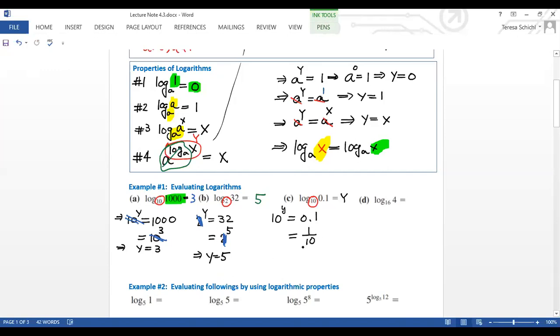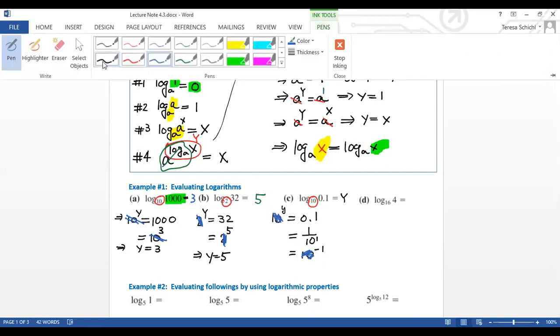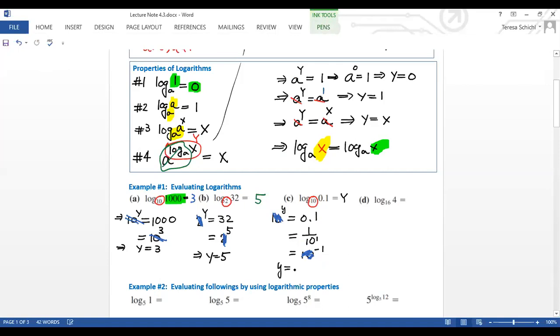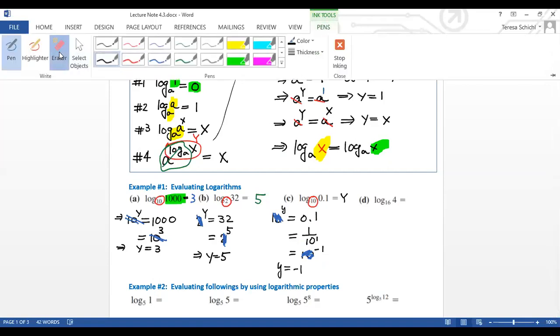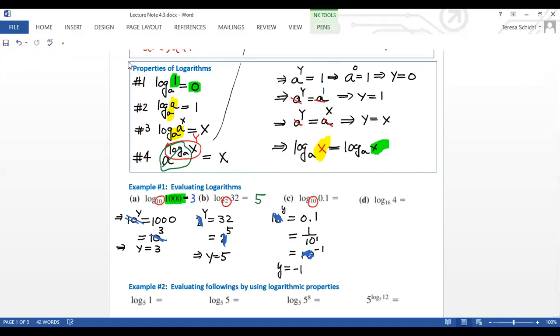So what is 1 over 10? 1 over 10 is 10 to the what? Because this is the first power on the denominator. So when you flip it, what is here? It's negative 1. Ta-da! So we have the same base, so now I can cross it out. So what is my y value? My y value is equal to negative 1, right? So that's how I got my answer, negative 1.